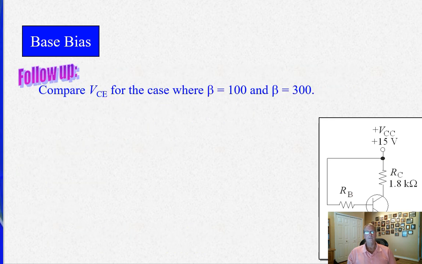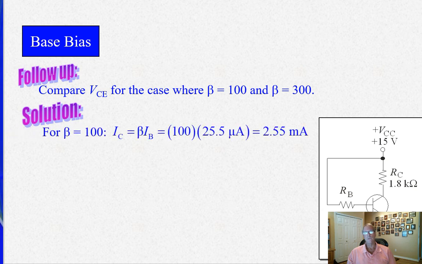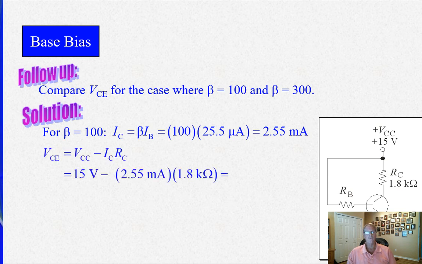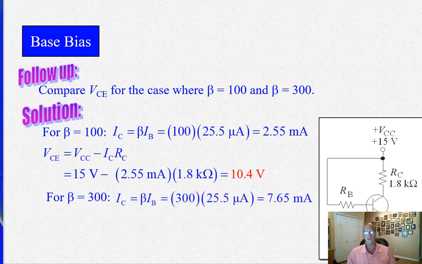And we can calculate VCE for 2 different cases of beta. For beta of 100, multiply the base current times that 100 to get 2.5 milliamps roughly. And then there's VCE, 10.4 volts. And then for the beta of 300, you're going to get 7.65 milliamps.